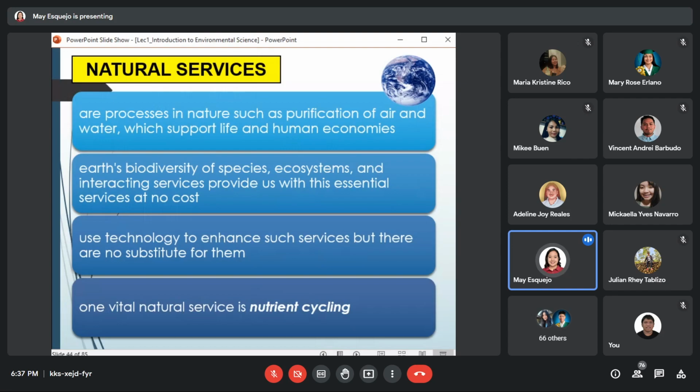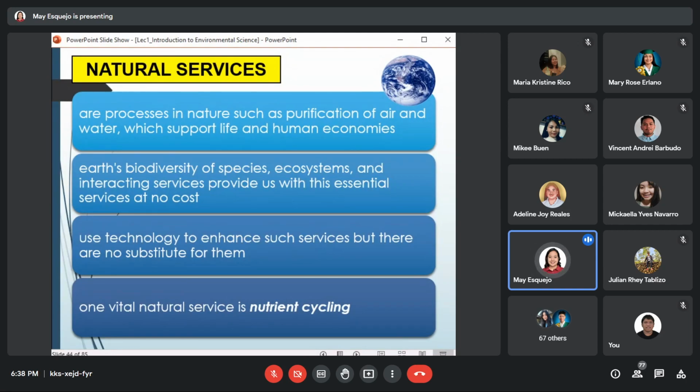So, as mentioned, we have natural services. In order to form the natural capital, we have services and resources. For services, these are natural processes in nature that are happening with or without our presence, with or without our recognition, they are happening. Kahit hindi nakita ng mga mata natin lagi, so they are naturally happening in our environment.